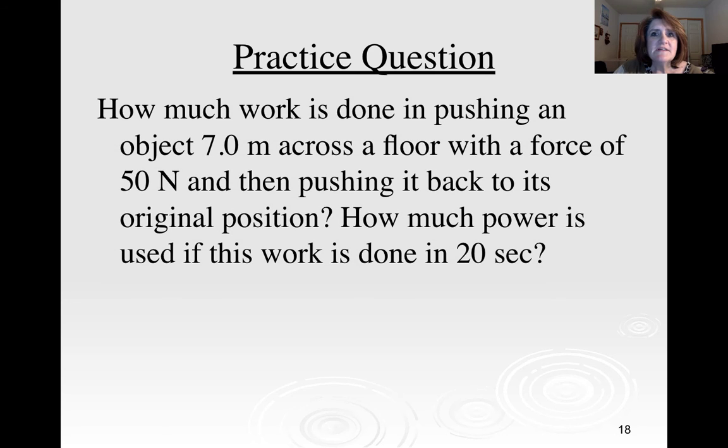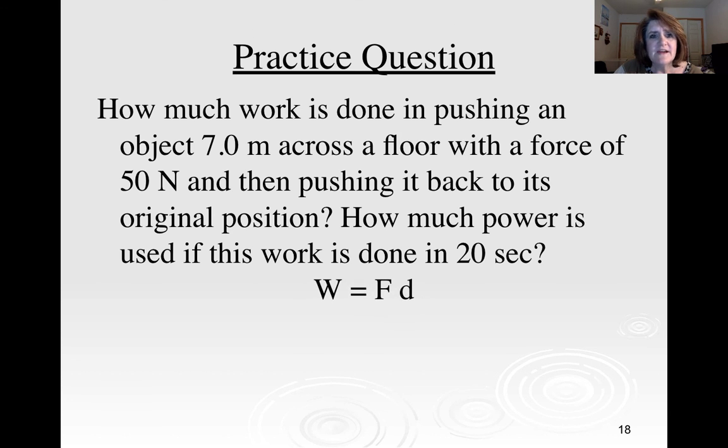So how much work is done in pushing an object 7 meters across the floor with a force of 50 newtons and then pushing it back to its original position? How much power is used if this work is done in 20 seconds? This is a two-tiered problem. First, let's find the amount of work necessary.